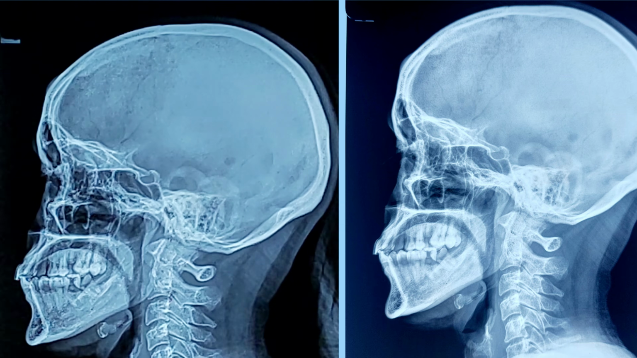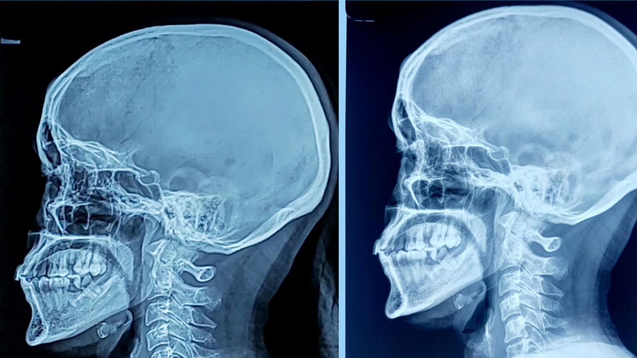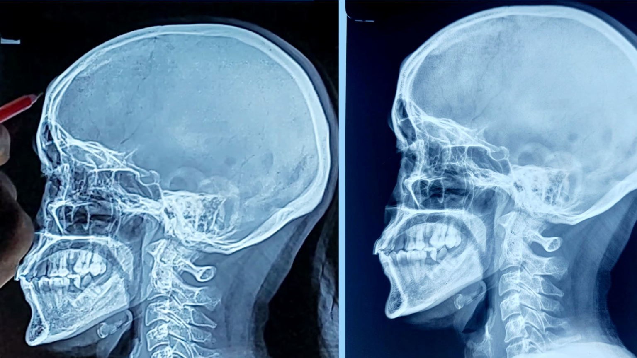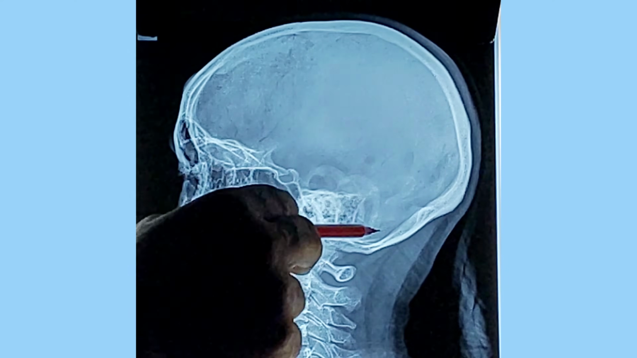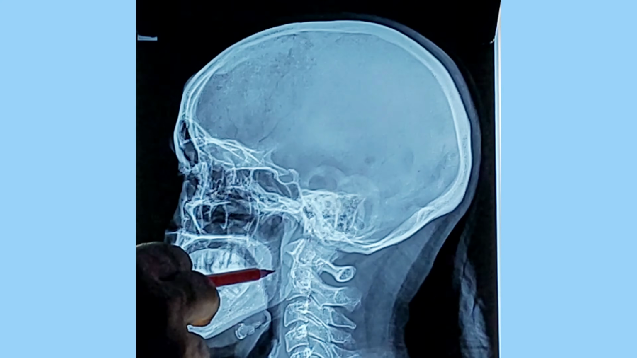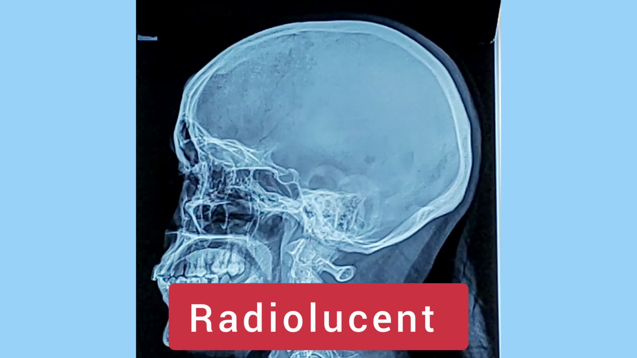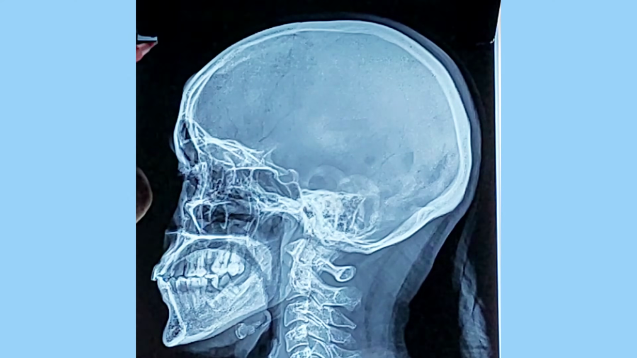This is one X-ray of the skull, and the view is lateral view. So it is the plain X-ray of the skull, lateral view. Then what are the things we can see in this X-ray? We can see there are some dense areas or white areas called radio-opaque areas, and there are some black areas which are radiolucent areas. We will know what these radio-opaque areas and radiolucent areas are. Let us first discuss the radio-opaque areas.